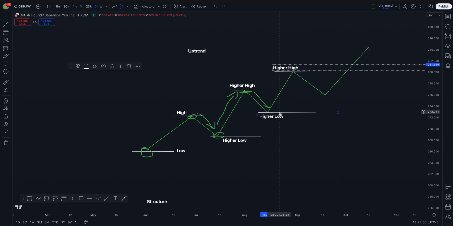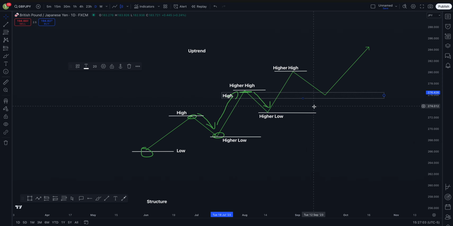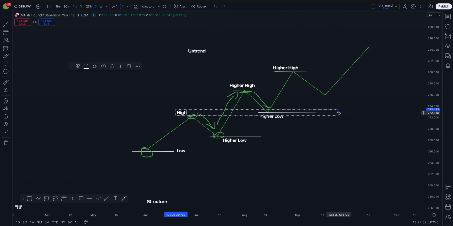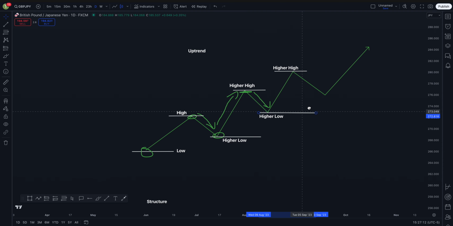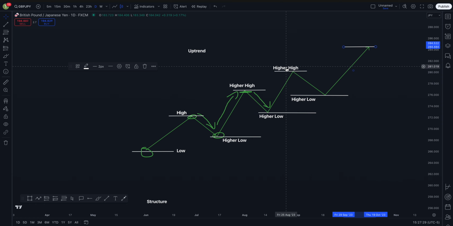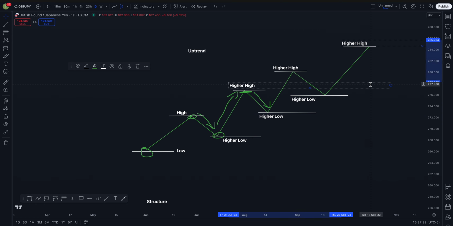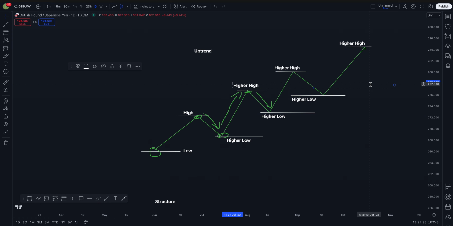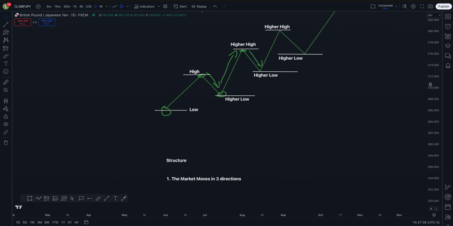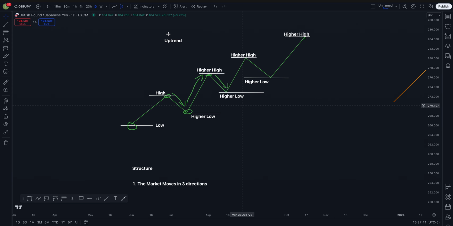Pulls back again, and now this new pullback right here becomes a higher low. And then after pulling back, it creates another high, and it's now another higher high. So based on what we're seeing here, what can we summarize from when price moves in an upward trend?